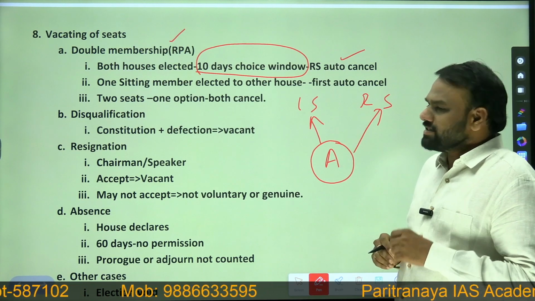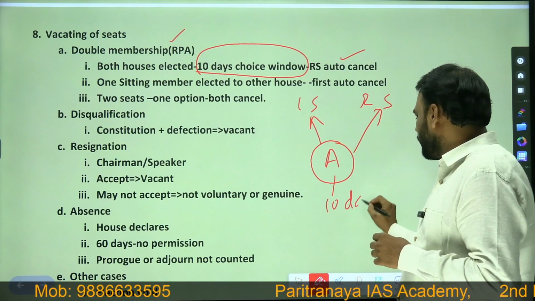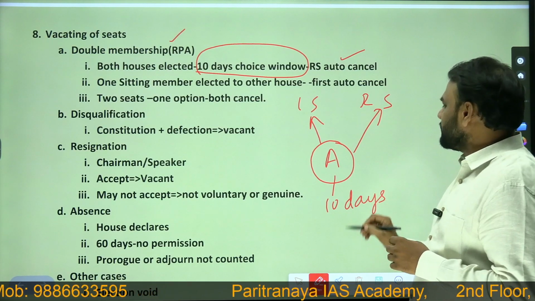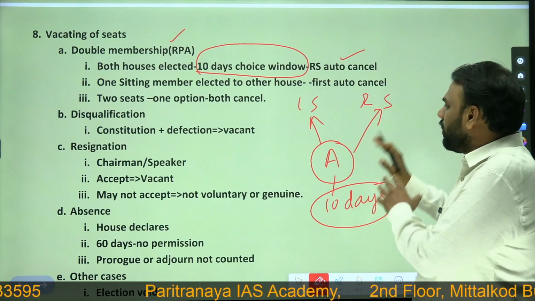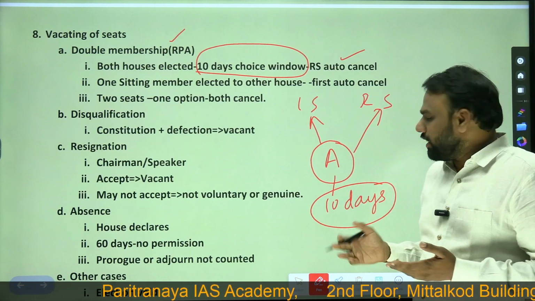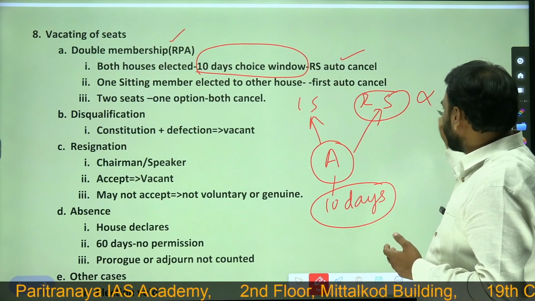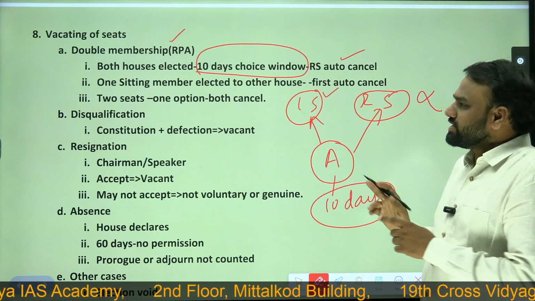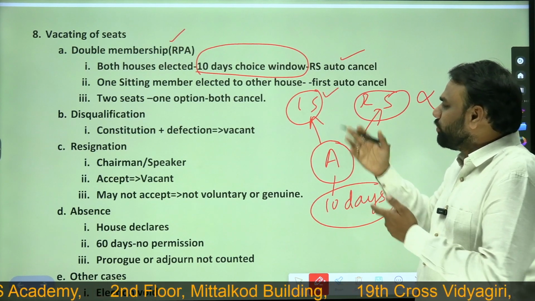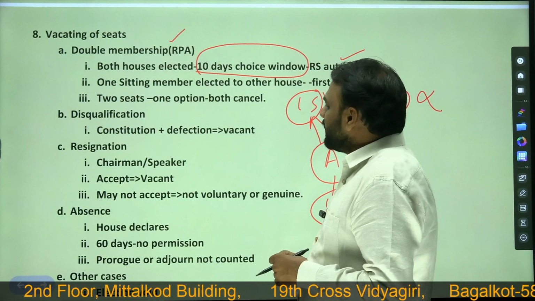If that is the case, then he will have a choice to opt for either Lok Sabha or Rajya Sabha within 10 days. If he does not opt for any one of them, the Rajya Sabha seat will automatically get cancelled and he will keep the Lok Sabha seat. So this is the case when he gets elected to both Lok Sabha as well as Rajya Sabha at the same time.